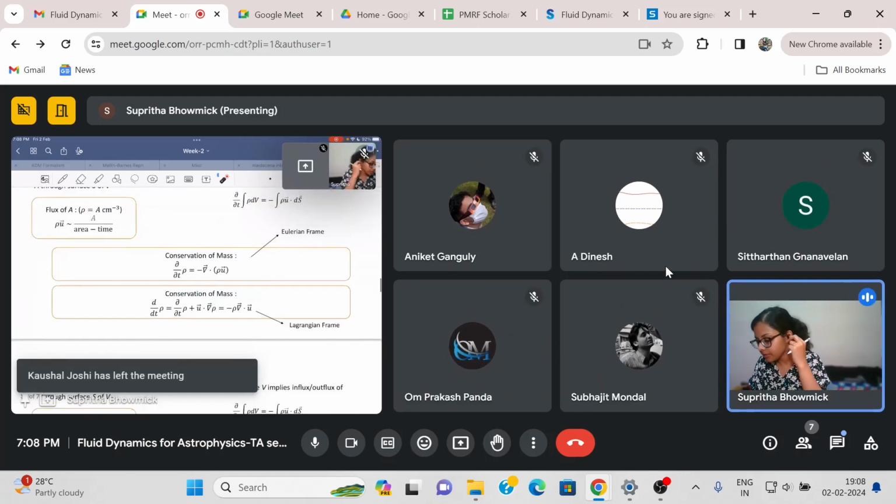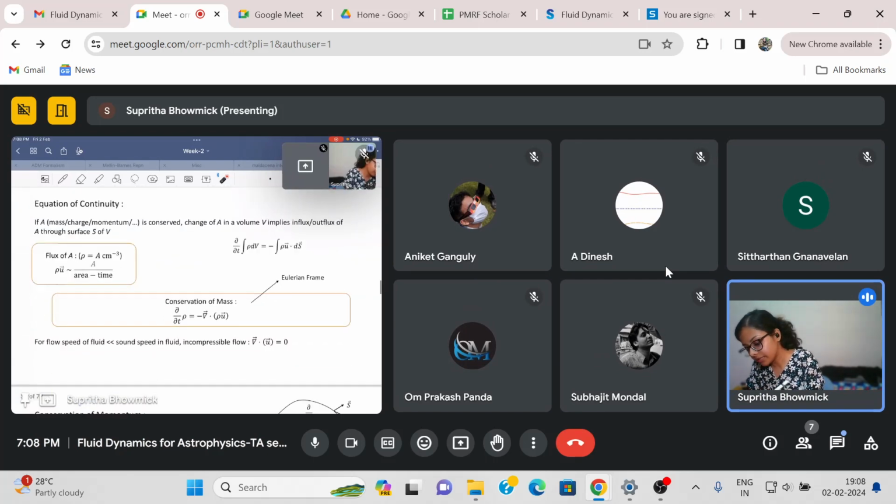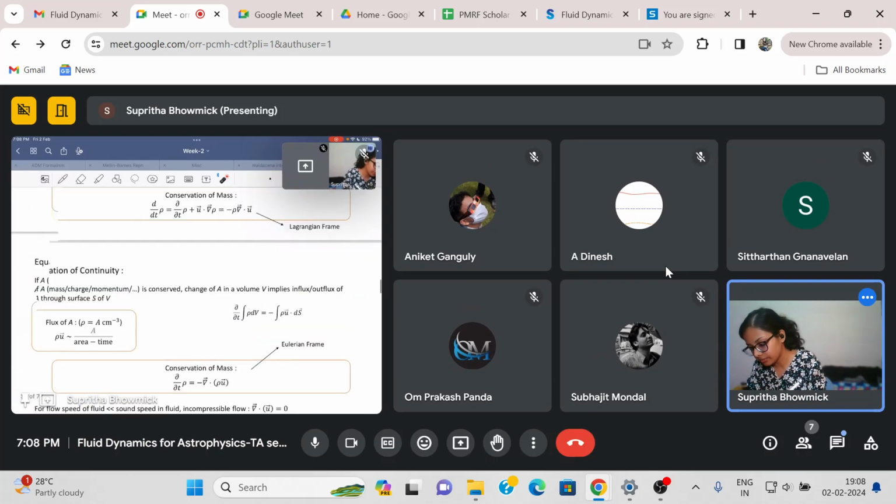Yeah, and so an incompressible fluid, an incompressible flow, would be the same as taking divergence of u equals zero.